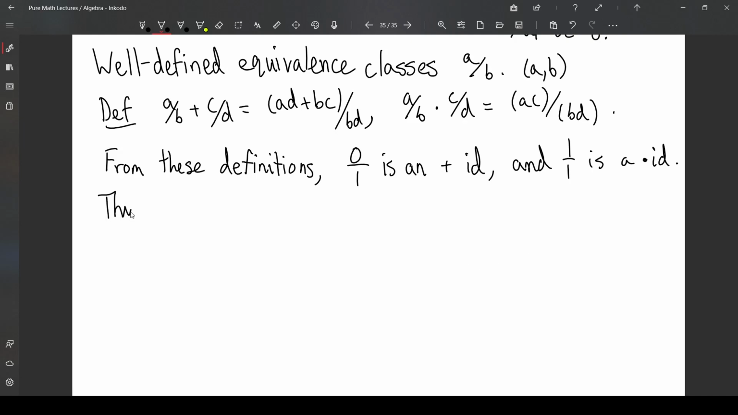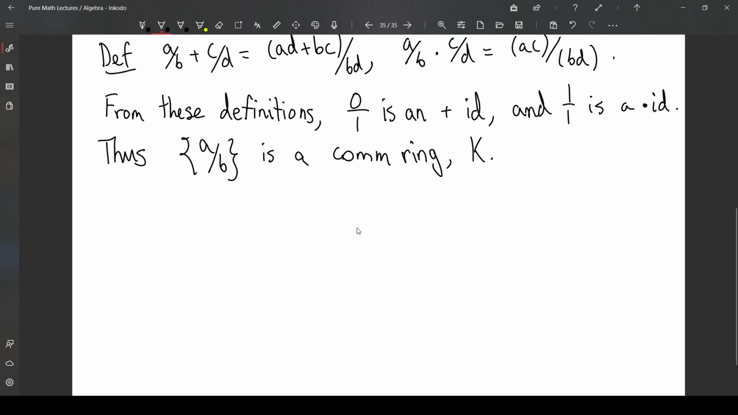So thus, the set of these equivalence classes is a commutative ring. Okay. And we're going to call it K. Now this is actually more than a commutative ring, and we're going to show it's a field.